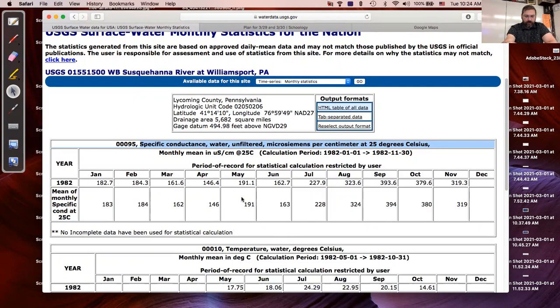And you see that over the course of this year, there are some months like April where the conductance, which is the relative amount of salt in the water, is low, 146. And then other months, like here in September, 393. So that's a dramatic difference in salinity. This is 2.5 times greater salinity than in April.